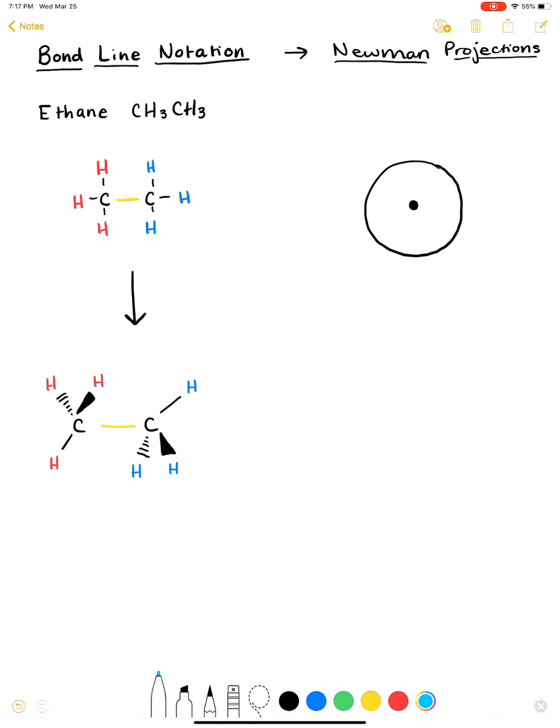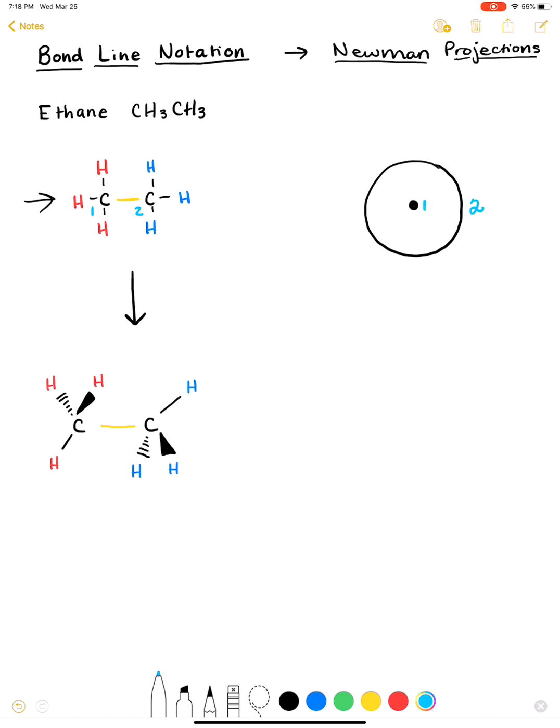Let's start with the simple hydrocarbon, ethane, CH3CH3. When starting a Newman projection, it's imperative you know the perspective from which you are viewing your molecule. For ethane, let's view it from the left. We have two carbons, carbon 1 and carbon 2. Carbon 1 will be represented by a small dot here in the center. Carbon 2 will be represented by a larger circle in the back.